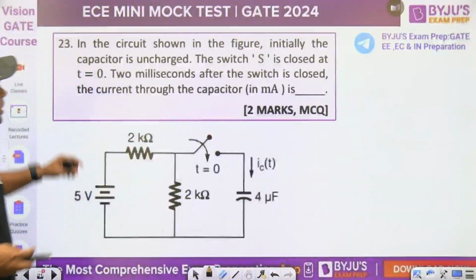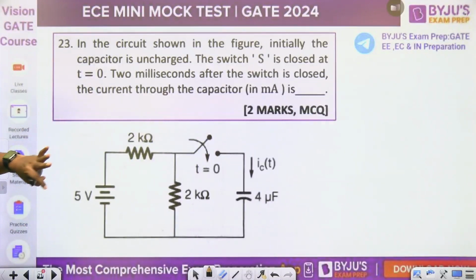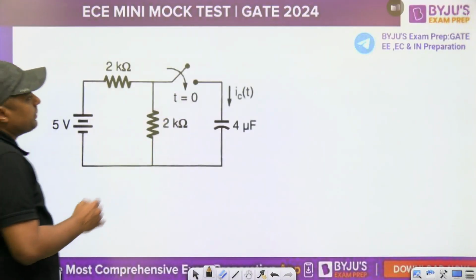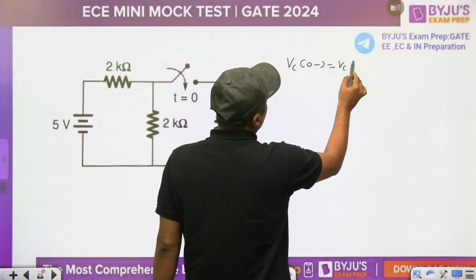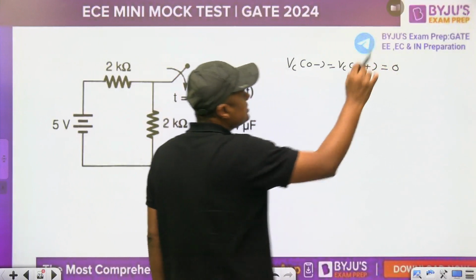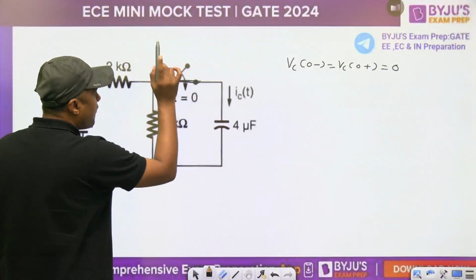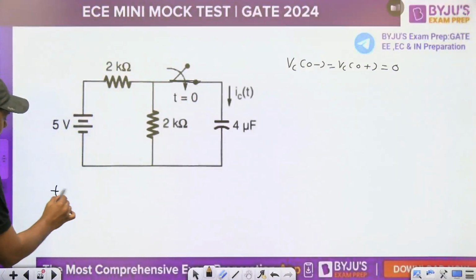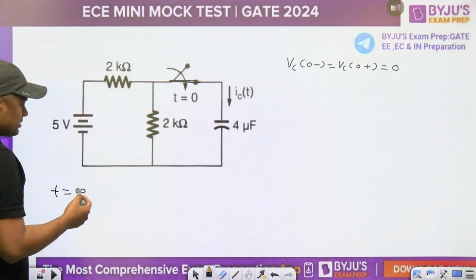Now, in the circuit shown in the figure, switch is closed and initial voltage across the capacitor is 0. You have to find the current through the capacitor after 2 milliseconds. First of all, remember, Vc(0-) is equal to Vc(0+) is equal to 0. Initially it is unenergized and capacitor does not allow sudden change of voltage. Now final voltage, exactly at t equal to infinity, capacitor acts as what? Open circuit.